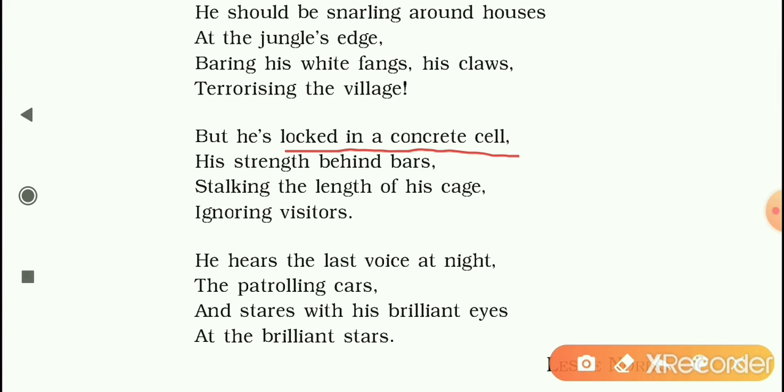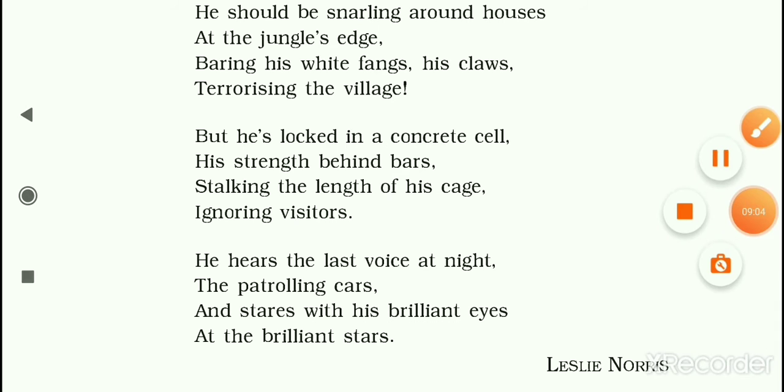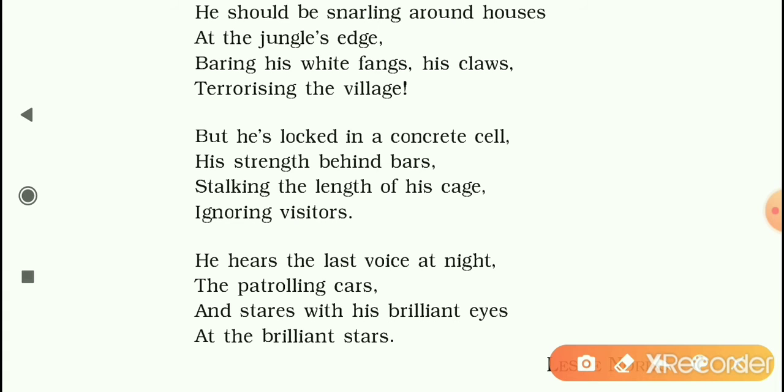See, there is also the poet emphasizing the difference in the tiger's life. The tiger who should live in wide open nature is living in a concrete cell, so quite in an artificially made bar. His strength is behind the bar, so he is not able to use his strength for hunting or anything else. He instead is being forced to keep his strength behind the bars, quite useless. And so what is he doing?